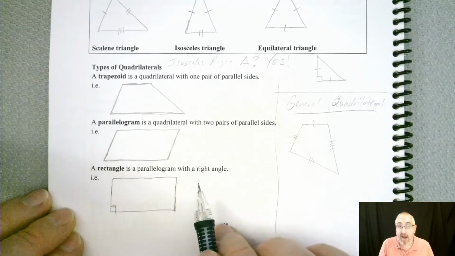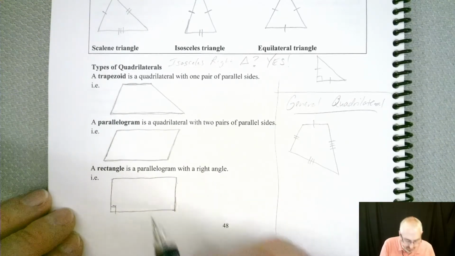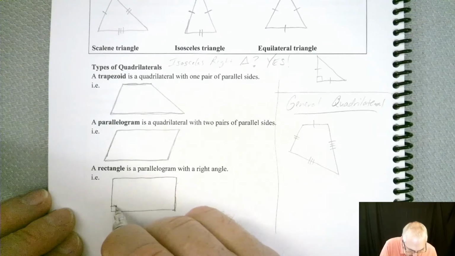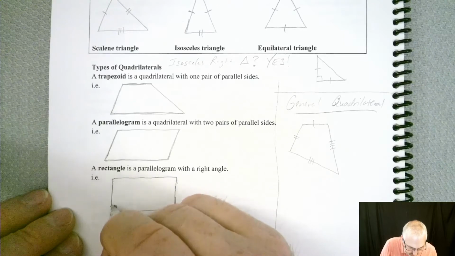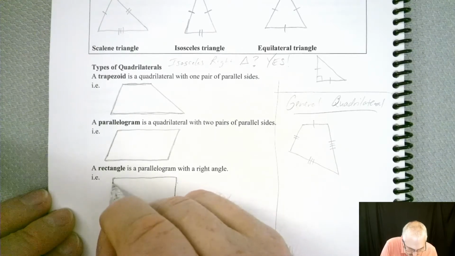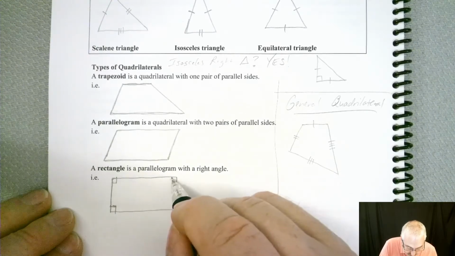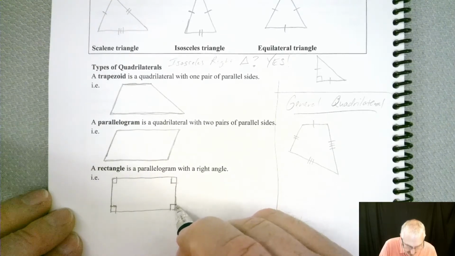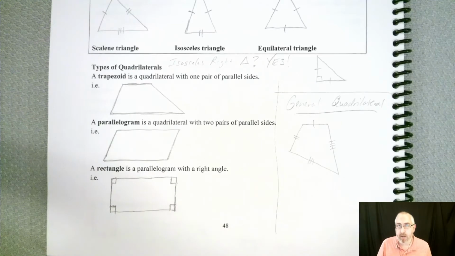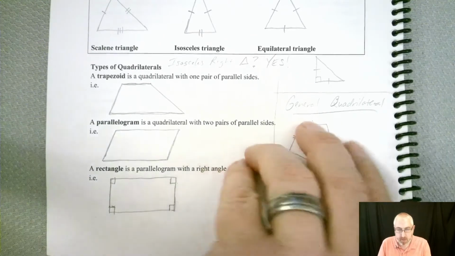Now it just says a right angle in it, but by definition or by proof or by whatever you want to call it, if one of the angles is a right angle in a parallelogram, then it forces all of the angles to be right angles in that parallelogram. So that would be our rectangle.